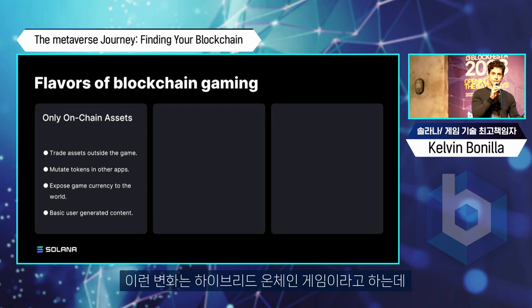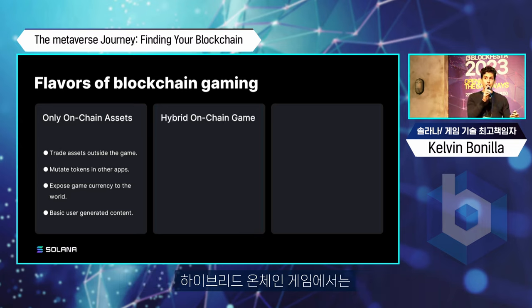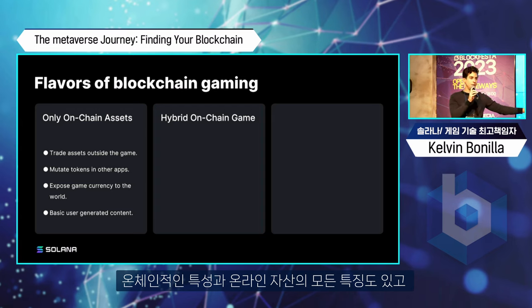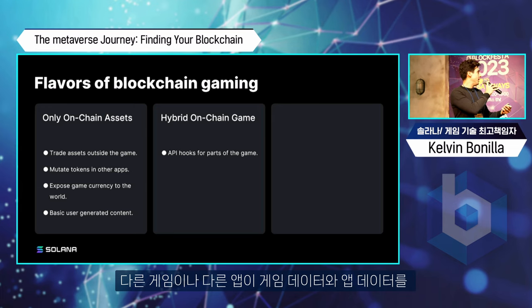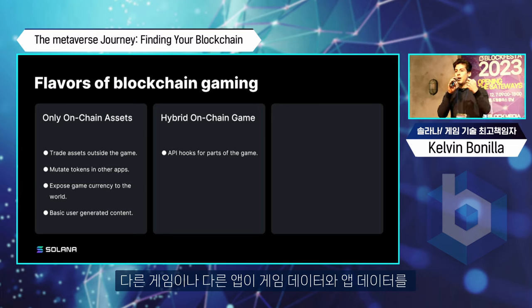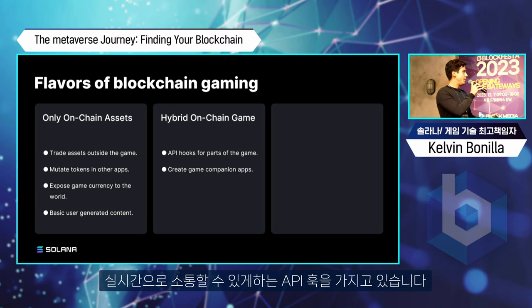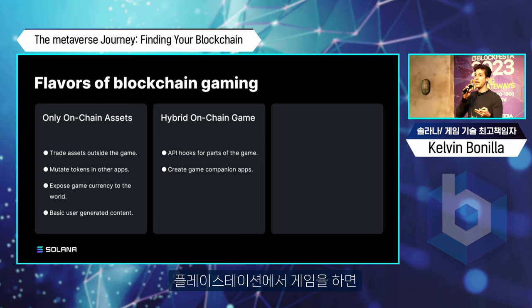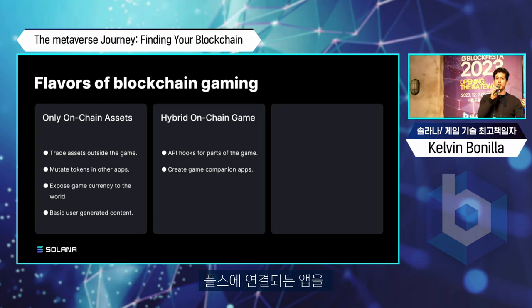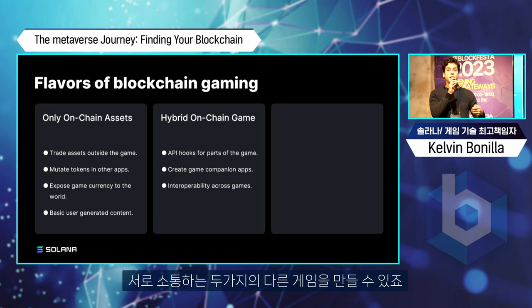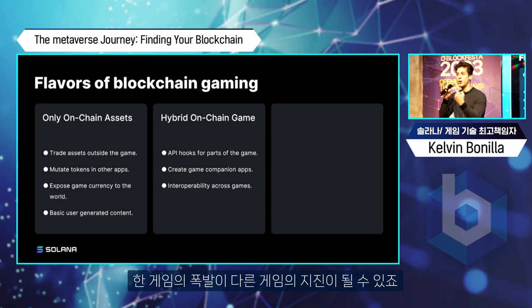The evolution of this is something called a hybrid on-chain game. In the hybrid on-chain game, it has all of the features of the on-chain assets, aside from also having an API hook that allows other games or other applications to talk to the game's data in real time. That allows us to create companion apps. You play a game in your PlayStation and you can have an application in your smartphone that reacts and is connected to it. In the same way, you can make two separate games that talk to each other. An explosion in one game can be an earthquake in another.